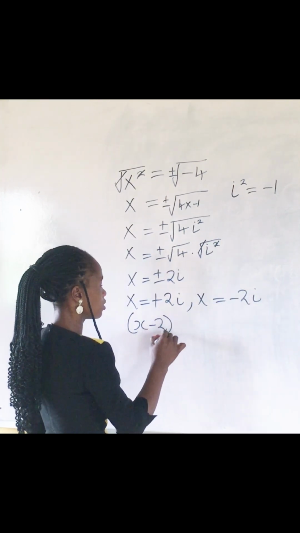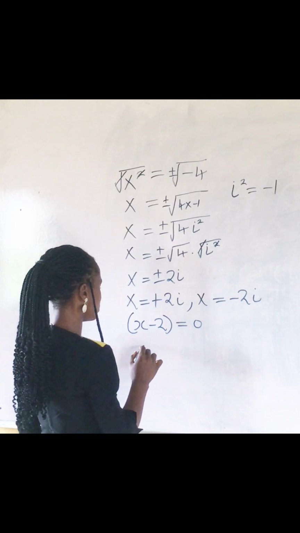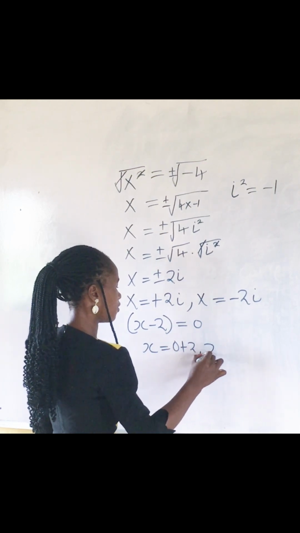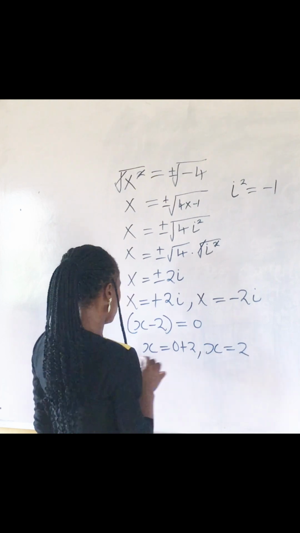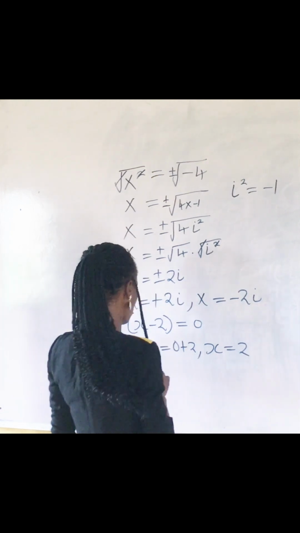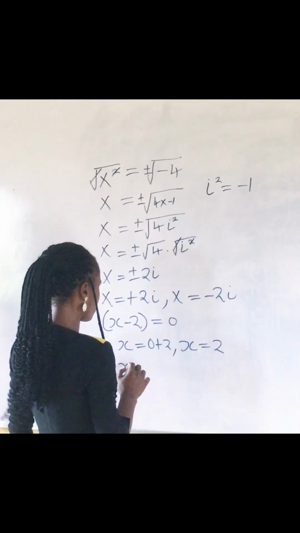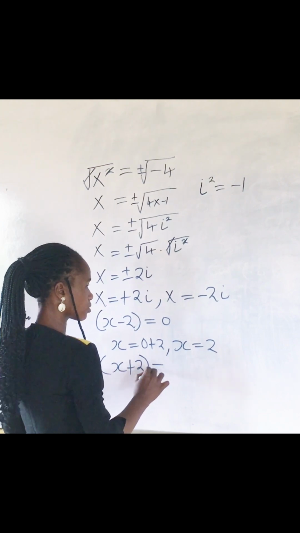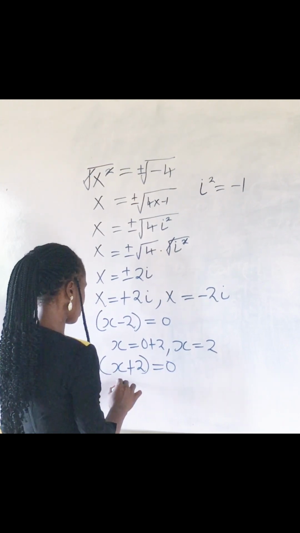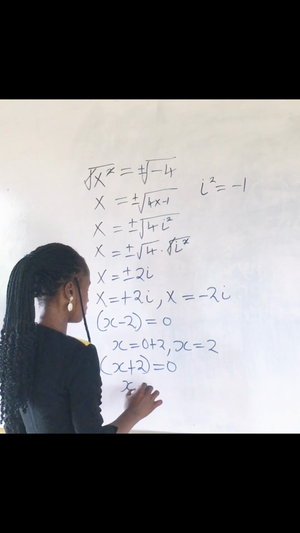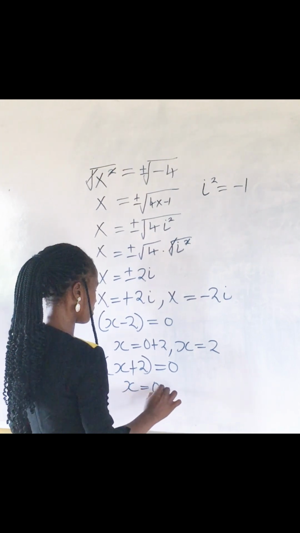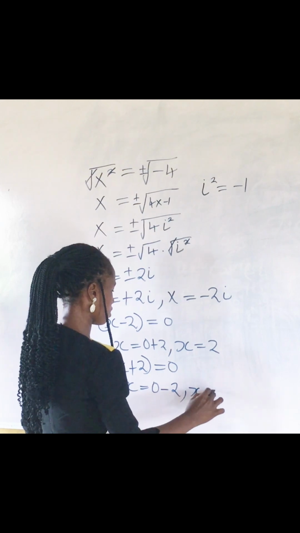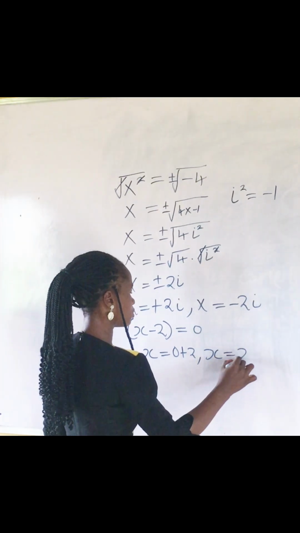Then, x minus 2 equals 0. So here we have it that x will be equal to 0 plus 2. Therefore, x is equal to 2. Then if we pick the last one, which is x plus 2, the third equation, you have it that x is equal to 0 minus 2, and in that case x is equal to minus 2.